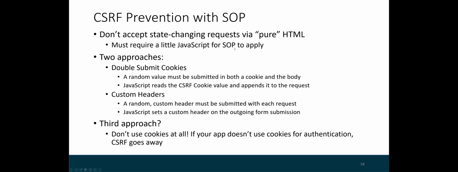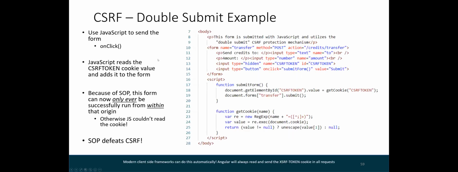Because same origin policy is really powerful, we can use it to our advantage, but same origin policy only applies to JavaScript. So the solution is to use a little JavaScript because the browsers treat that more securely than they do HTML. So the two approaches are, you'll hear, double submit cookies or custom headers. So in a double submit cookie, what we are doing is the form is actually not pure HTML. The form is kicking off some JavaScript.